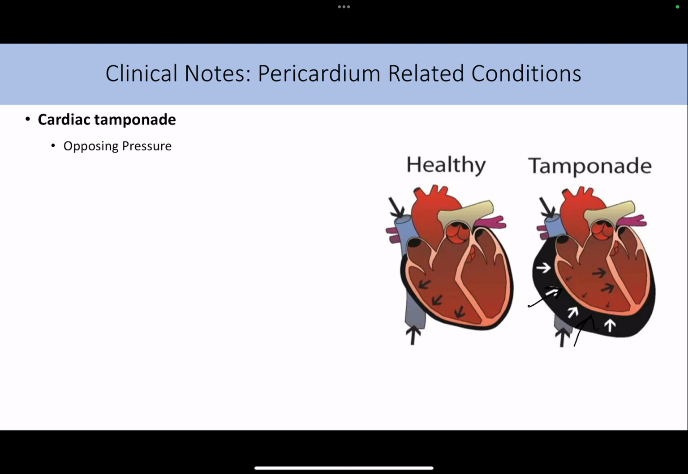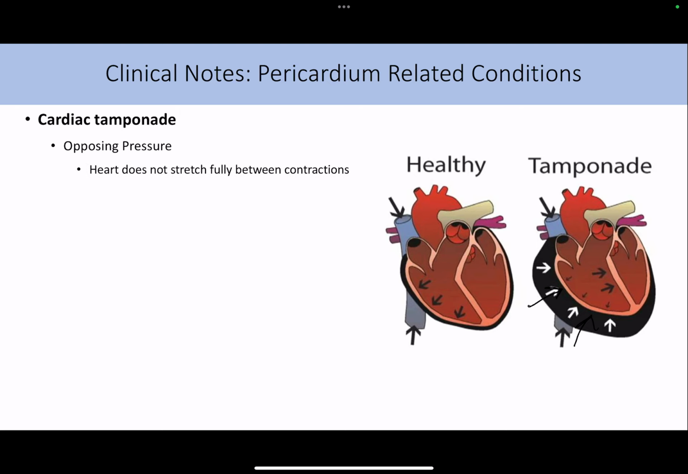So now the heart can't contract as strongly. It won't be able to open up as much. It won't be able to fill as much either. And we're not going to get enough blood out to our tissues. Okay? It's like if you're trying to open a door and somebody's pushing it up against you and you can't open it. Okay? So when you have so much fluid buildup that it affects the contractions of the heart, that's when we call it cardiac tamponade. Okay? It's an opposing pressure, an outward pressure.